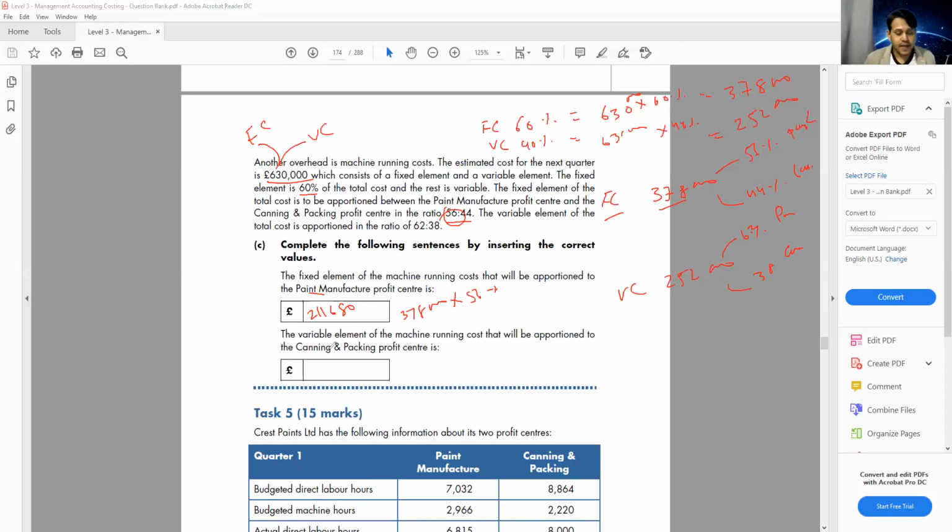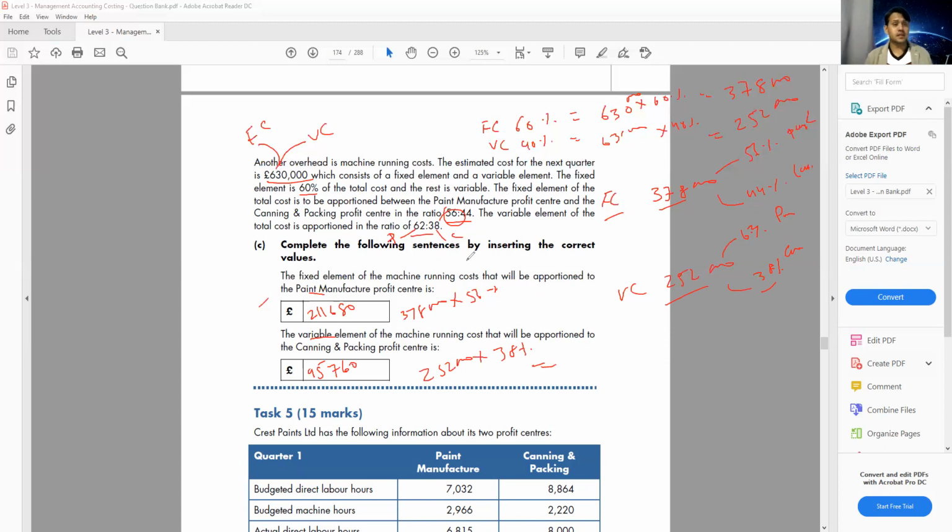The next one, they said the variable element of the machine running cost that will be apportioned to the canning. So the variable element is this one, isn't it? The first one is paint, the next one is canning. So canning is 38%, you know it already. How much is the total? 252. So 252 times 38%, that is 95,760. That's it. So this is an easy question.